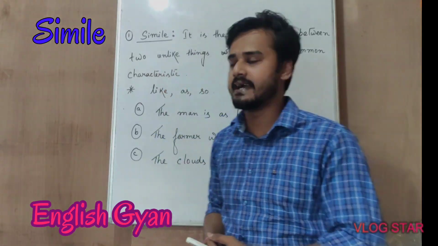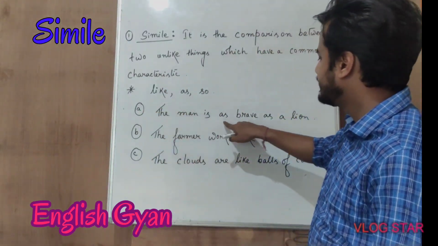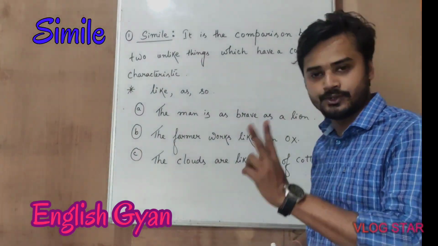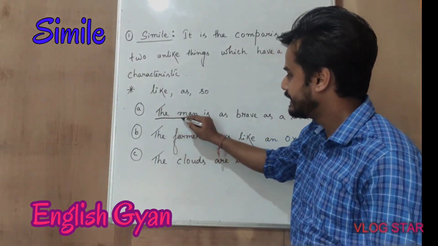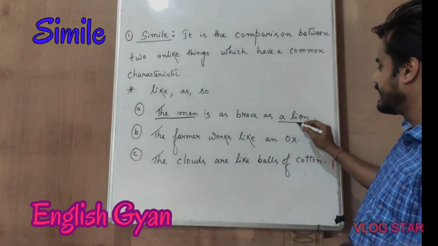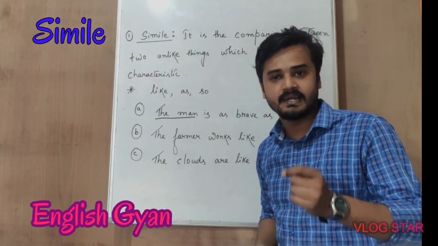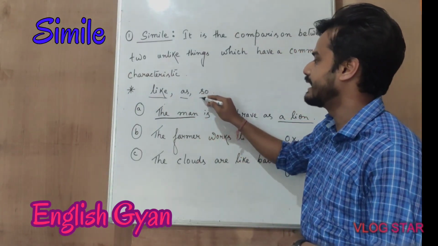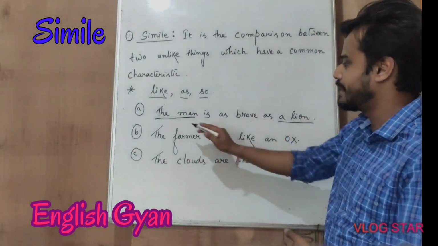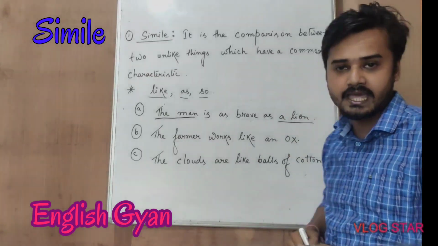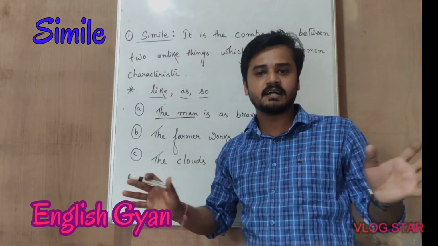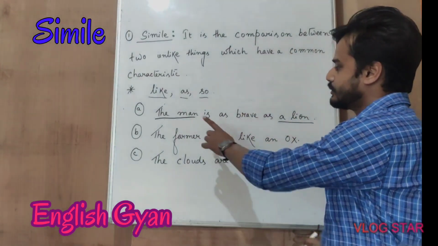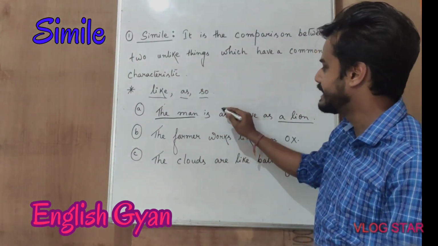Now let's have a look at the example. The man is as brave as a lion. Here I am comparing two things. I am comparing the man with a lion. We must remember that in simile we take the help of words such as like, as and so. So it's very clear that these are two very different and unlike things, but I am comparing these two and I am taking the help of the word as.